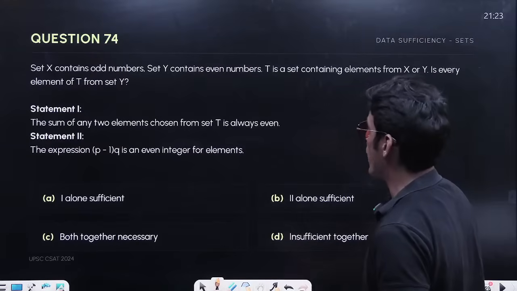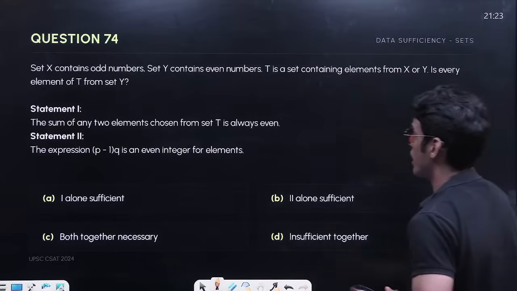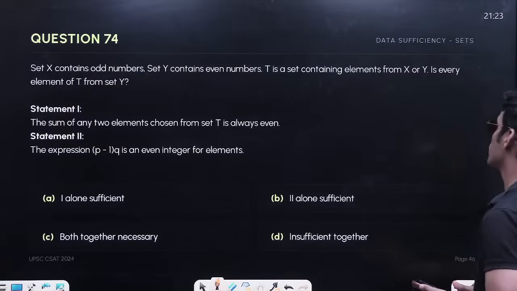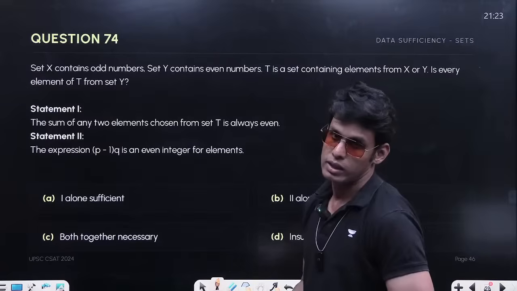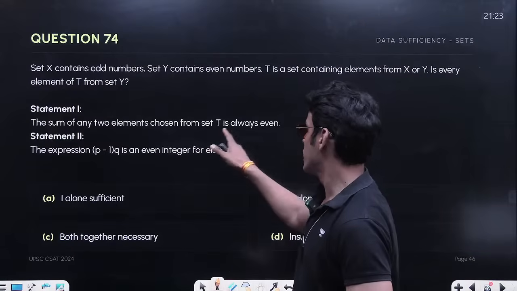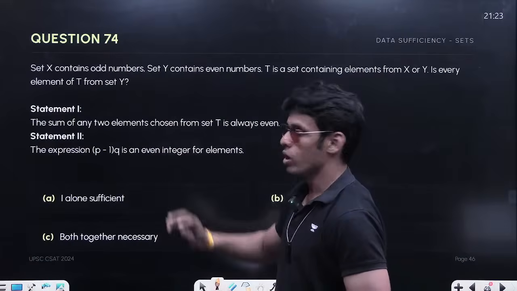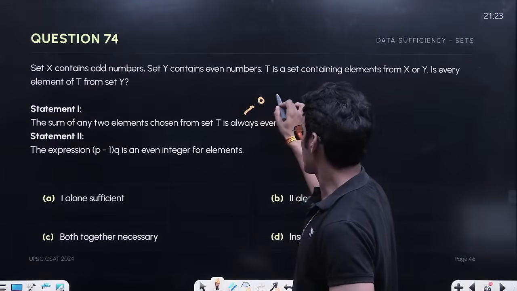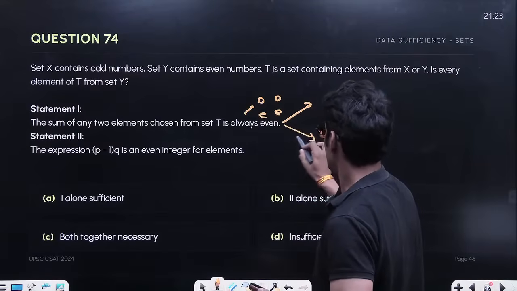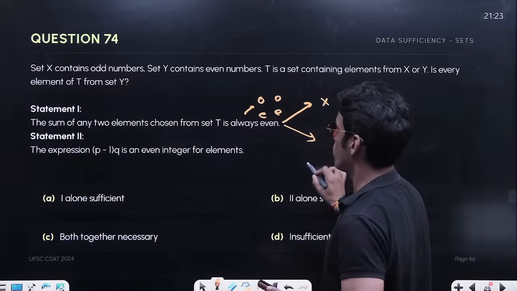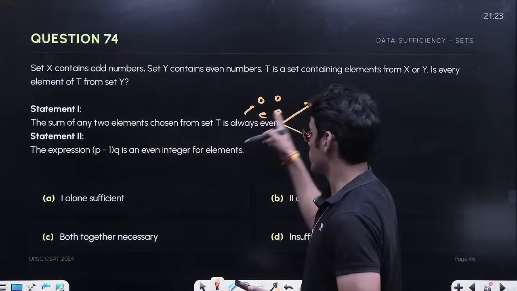So, the sum of any two elements chosen from T. Set X contains odd numbers, Y contains even numbers. T is a set containing elements from X or Y. Is every element of the set from Y? The sum of any elements from set T is always even. So this can be when there are two odds or two evens. This means either it has all elements from X or all elements from Y. This statement gives me this possibility.